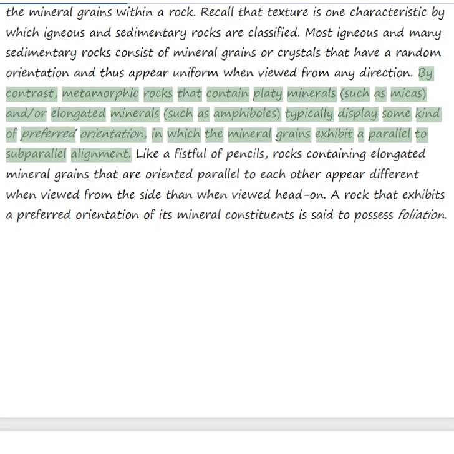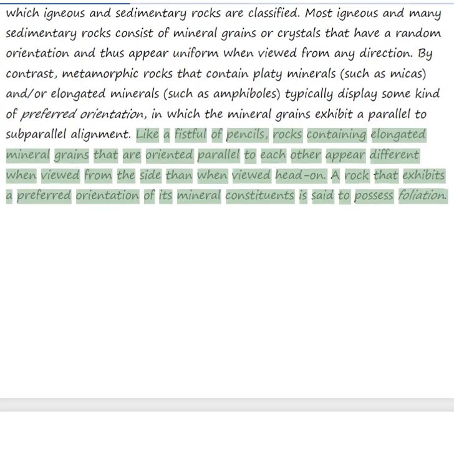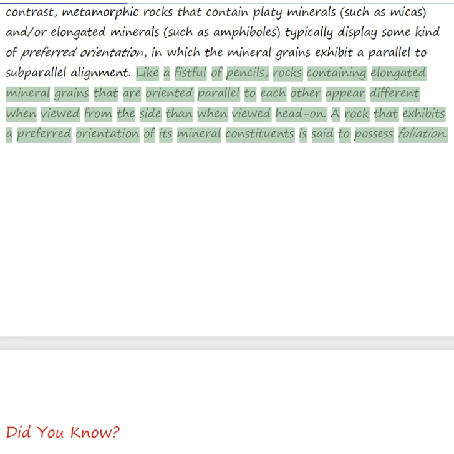By contrast, metamorphic rocks that contain platy minerals and/or elongated minerals typically display some kind of preferred orientation, in which the mineral grains exhibit a parallel to subparallel alignment. Like a fistful of pencils, rocks containing elongated mineral grains that are oriented parallel to each other appear different when viewed from the side than when viewed head-on. A rock that exhibits a preferred orientation of its mineral constituents is said to possess foliation.